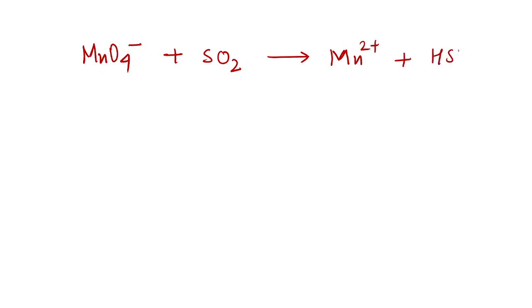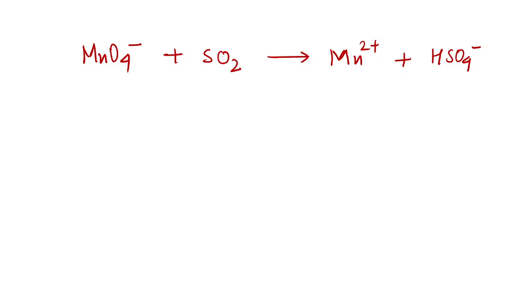Now at present I'm taking one example, and I'm taking it directly from your NCERT question book. The example is MnO4 negative plus SO2, changing to Mn2 positive plus HSO4 negative. Now this is the reaction here. It is not mentioned whether it is acidic medium or basic medium.